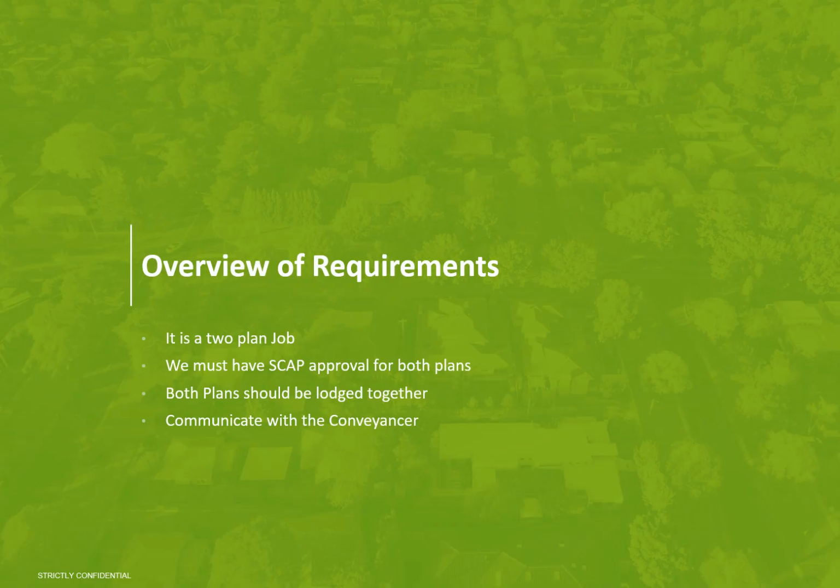Overview of requirements. The important thing to remember is this process is a 2-plan job. One to do the division and one to do the amendment to the community or strata plan. So it must have SCAP approval for both jobs, and both jobs should be lodged together.